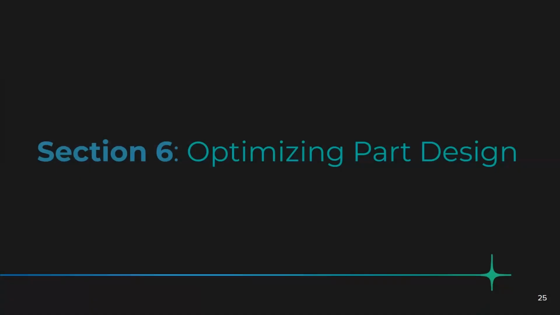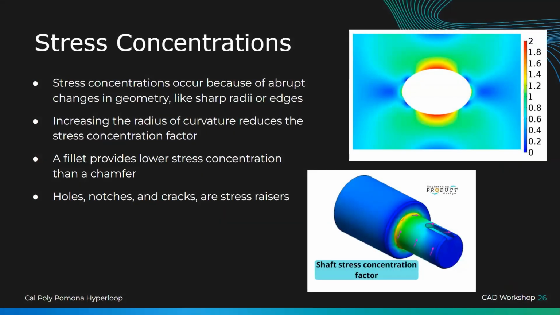And also, for part design, I want to go a little bit over stresses, because I don't think we've ever covered this before in a CAD workshop, but stress concentrations are really important. I think most majors don't get to do this, only us mechanical engineers. Stress concentrations occur because of abrupt changes in geometry, like sharp edges or small radii. If you can increase the radius of curvature, that reduces the stress concentration factor. If you've got a sharp corner, curving it helps a lot.